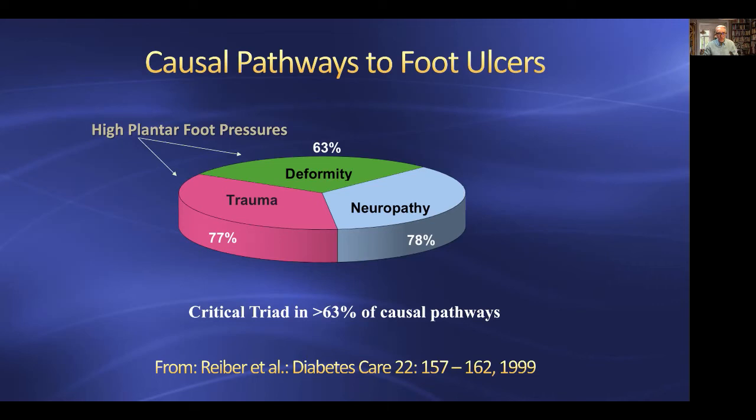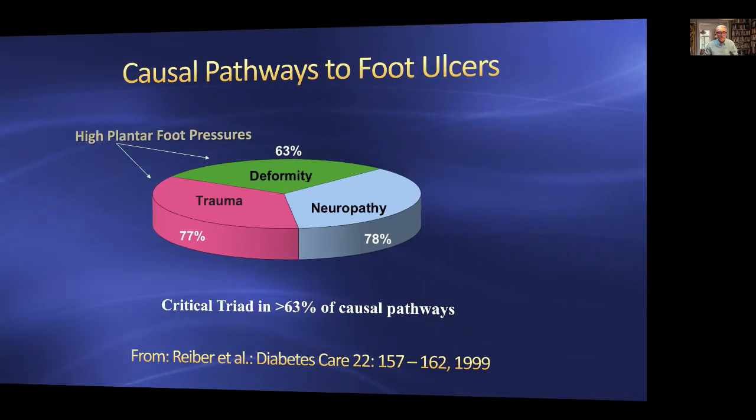Now, this is an old paper, but I think it simplifies a very complex problem. Gail Reiber published this in 1999, and she looked at a number of different causal pathways leading to diabetic foot ulcer. And she found this critical triad in 63% of the pathways leading to foot ulcer. Those component causes included neuropathy, deformity, and trauma. We can recognize how these are very important component causes leading to ulceration. And the deformity and the trauma really can represent high foot pressures from various foot deformities. So with that, it's an idea both for treatment as well as prevention.